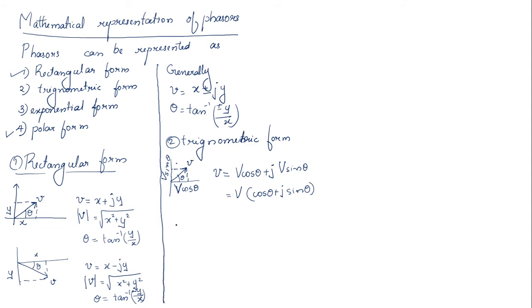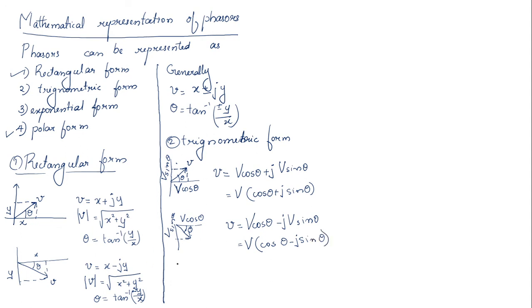When it is below the reference axis like this with angle theta, then the x component becomes v cos theta and the y component becomes v sin theta. Then you can represent the phasor as v is equal to v cos theta minus jv sin theta, or we can take the magnitude outside and write it as v(cos theta minus j sin theta).